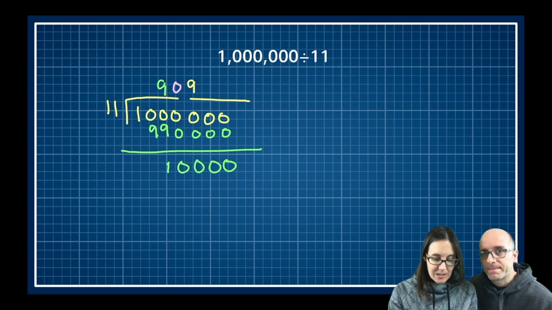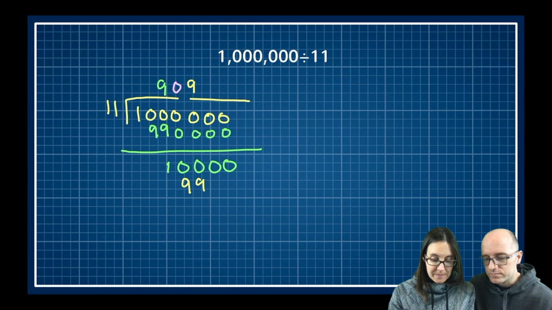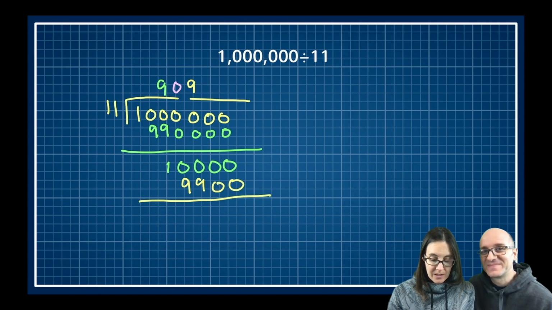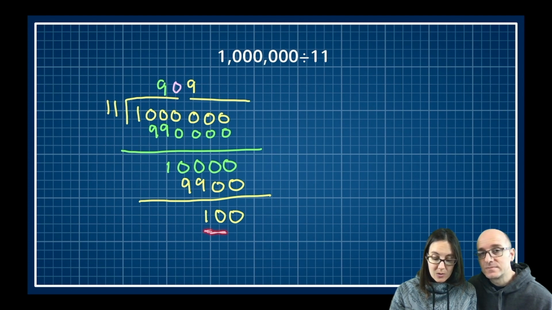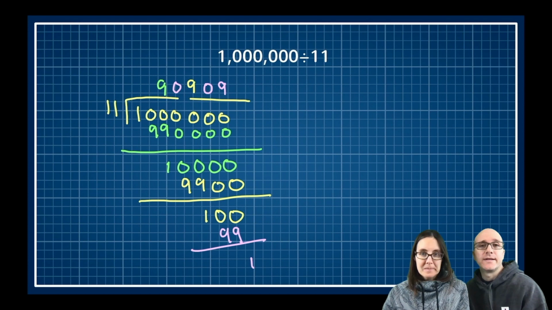9 times 11 is 99. And then when I subtract, I get 1. And once again, I look down here. 11 does not go into 1. It does not go into 10. It goes into 100 9 times. But since I need to line things up, I'm putting my 9 right here and a 0 there. And remainder of 1. Very well done.